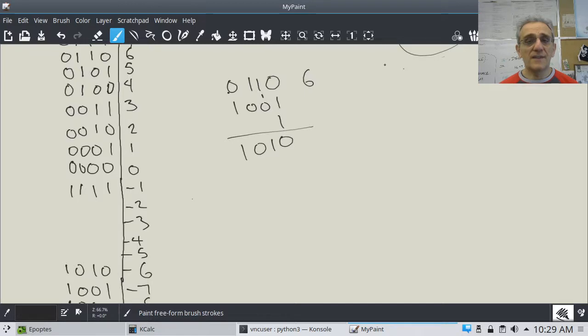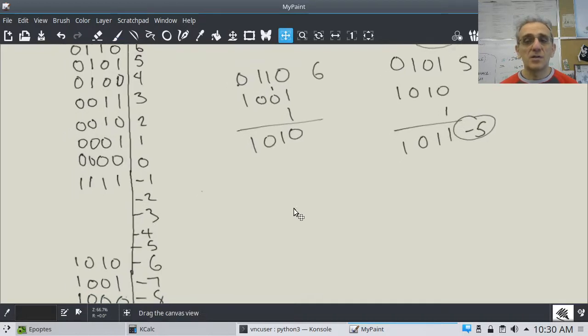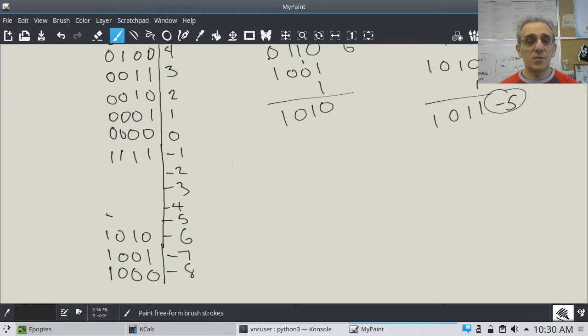Let's do 5. So 5 is 0101, that's a 5. Flip the bits, 1010, add 1, you get 1011, that's negative 5. So negative 5 is 1011.